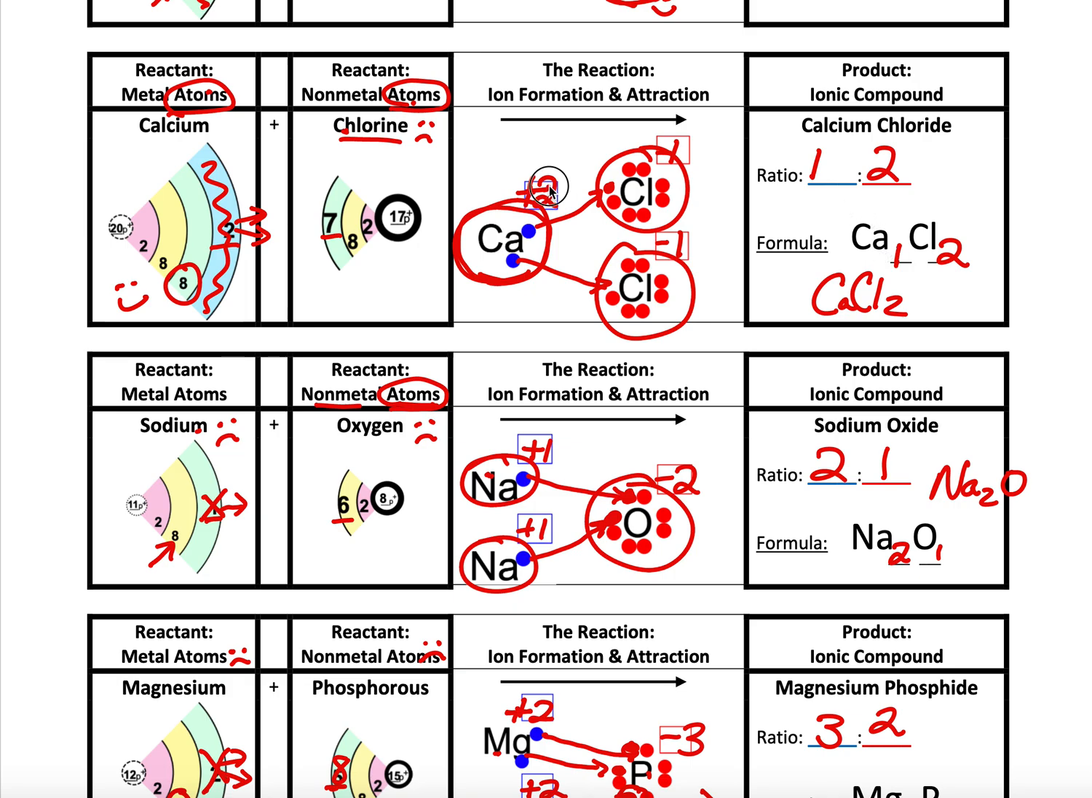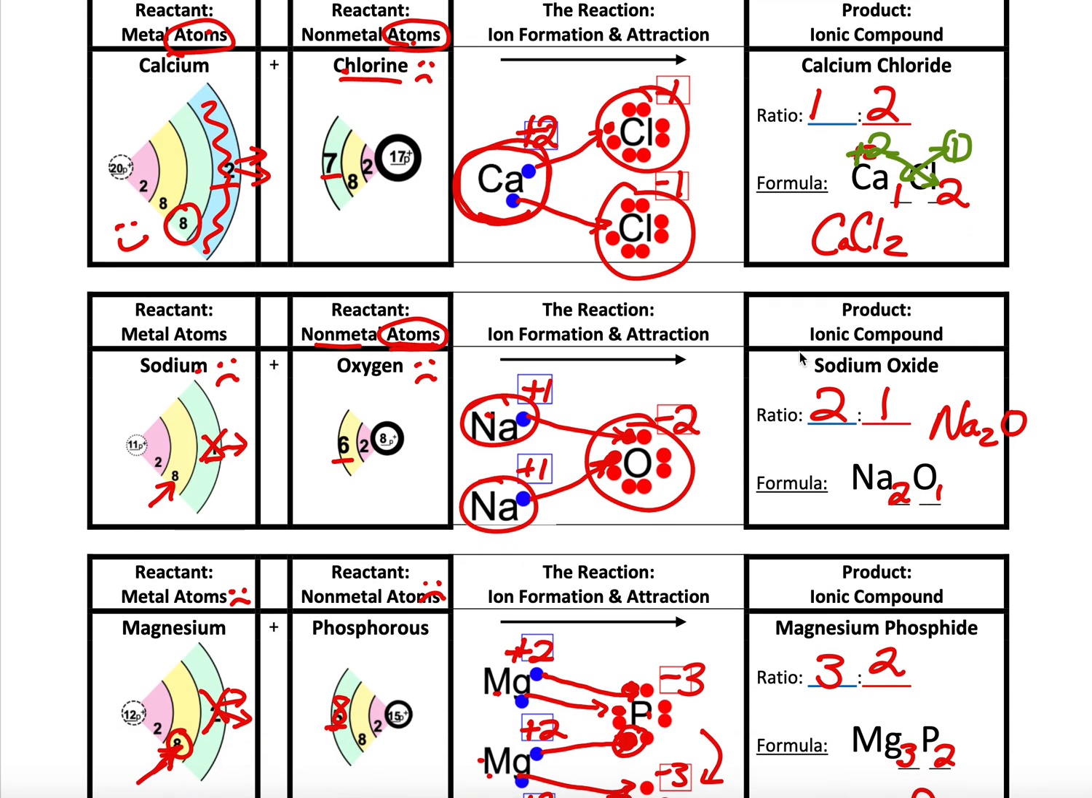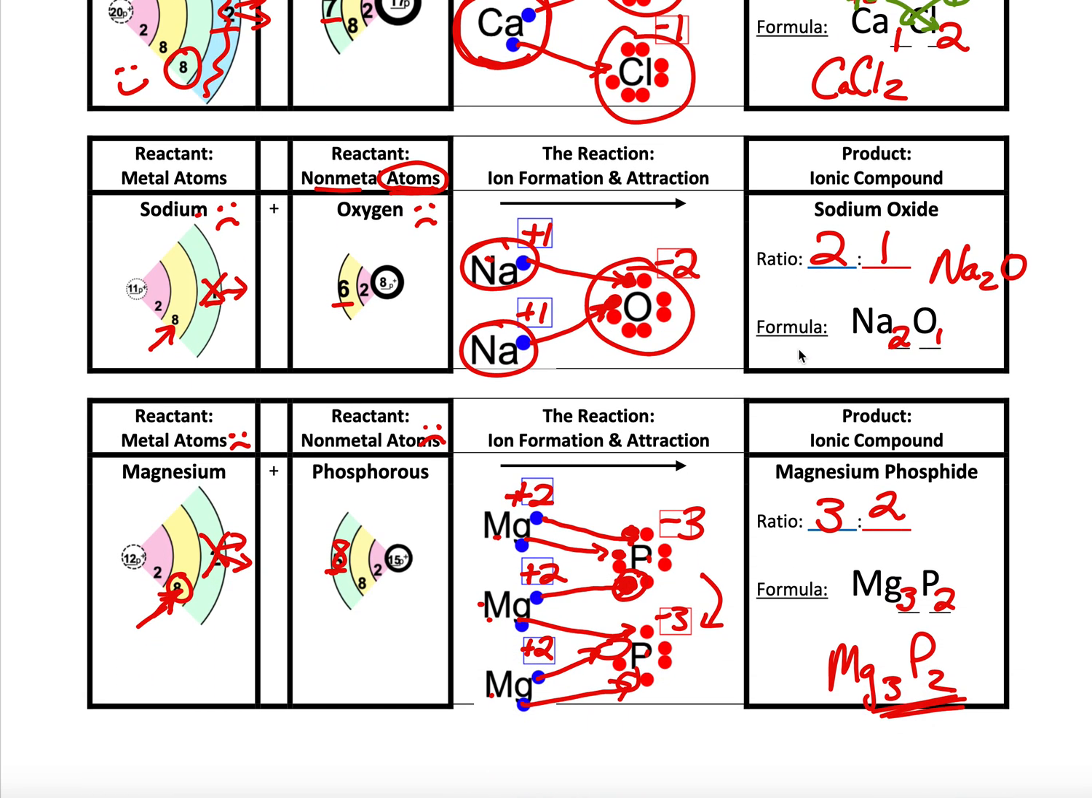Calcium made a +2 charge. Actually, let me write in a different color here. How about we use this ugly green? Calcium makes a +2 charge. There's a 2 over there. Chlorine makes a -1 charge. There's a 1 over there. This pattern holds true all the time. We just didn't notice it because we were kind of working it out using logic here.